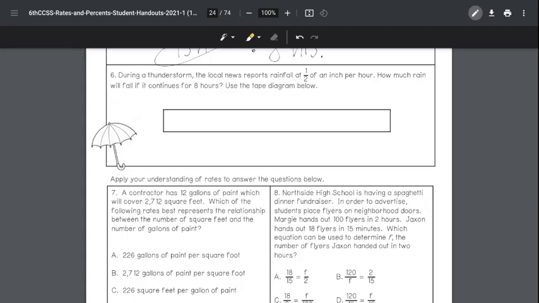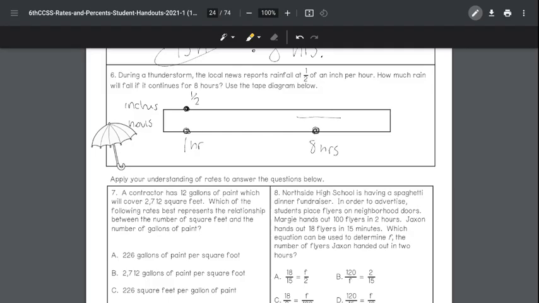So using the tape diagram, I know that we're dealing with inches of rain and hours. So I know I'll put a 1/2 inch, you just pick a spot. 1/2 inch of rain takes 1 hour. Okay, so how much rain will fall if it continues for 8 hours? So let's say 8 hours is all the way over here.